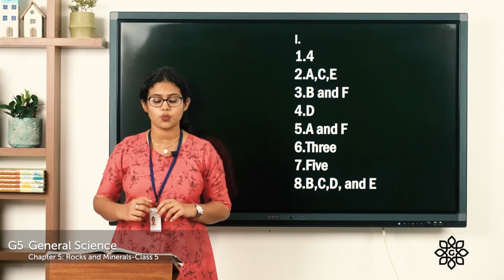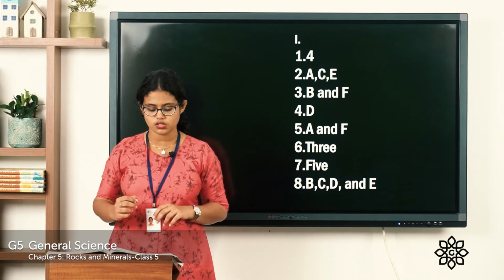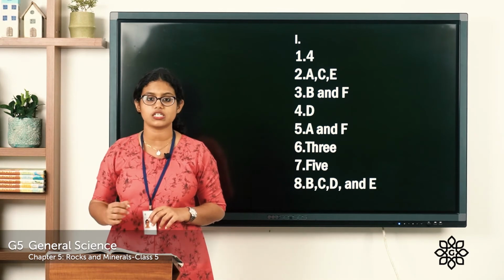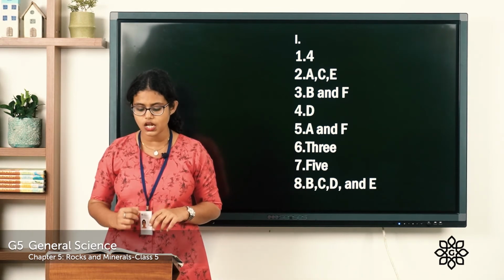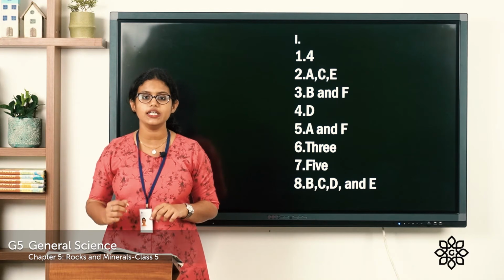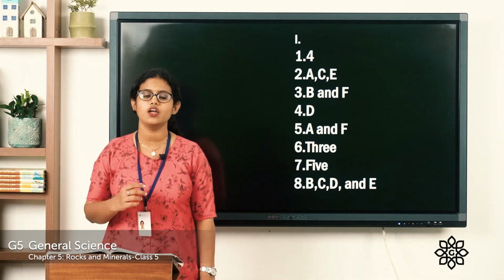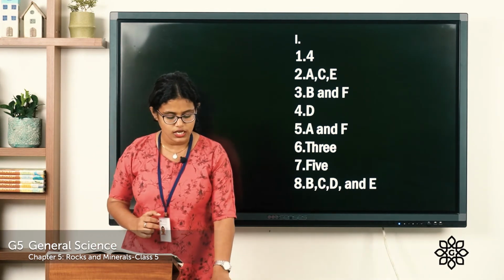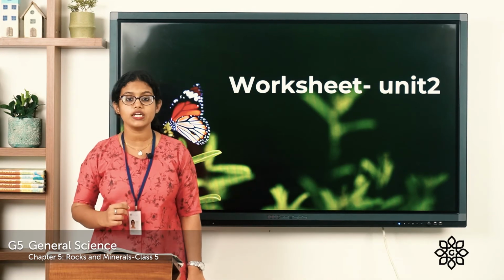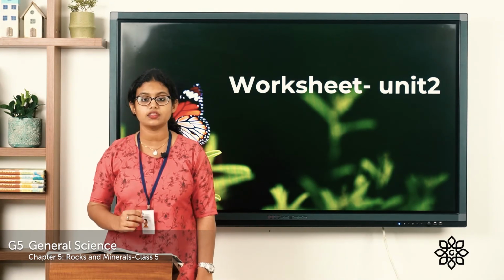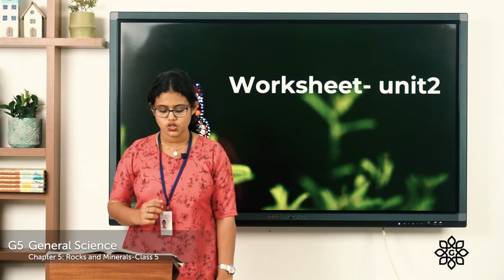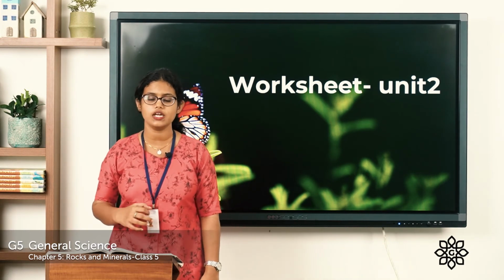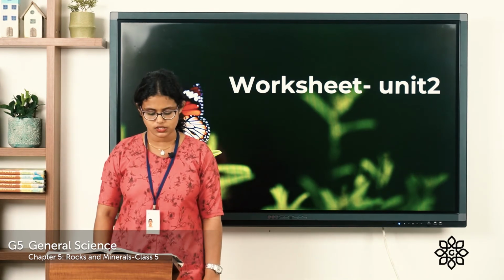And the eighth one, name any 3 boxes which show different substances. So what is the answer? B, C, D and E. So these are the following answers. Coming to the next one, read the given information and then write a passage. So we are going to read the first question and we'll discuss the answers.